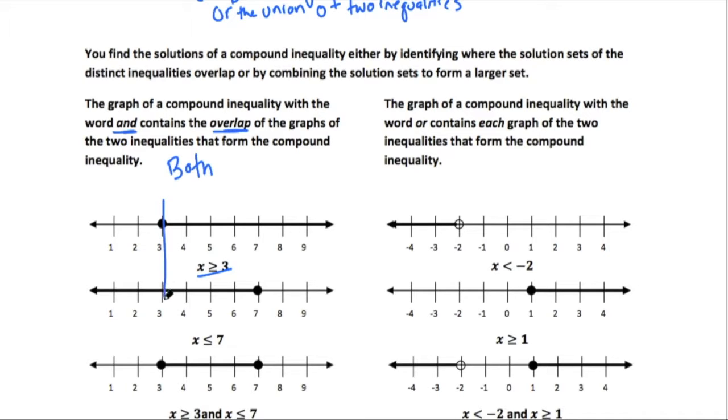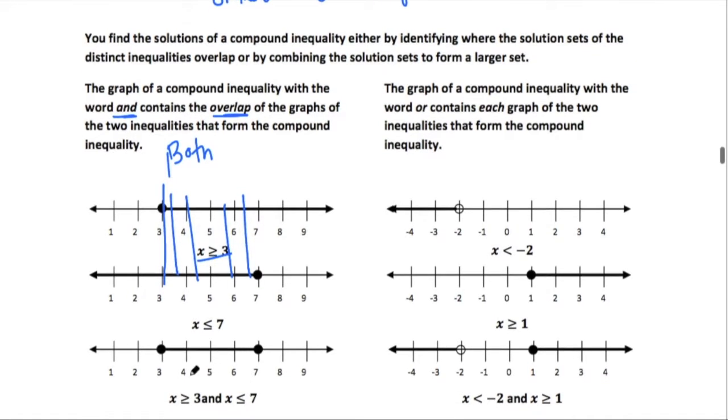So if I drew a vertical line down, this region here between them is where they overlap. And so that's going to tell us that the inequality shown on this number line, this interval here, is both. It is x is greater than or equal to 3 and x is less than or equal to 7. That is the overlap of those two regions.